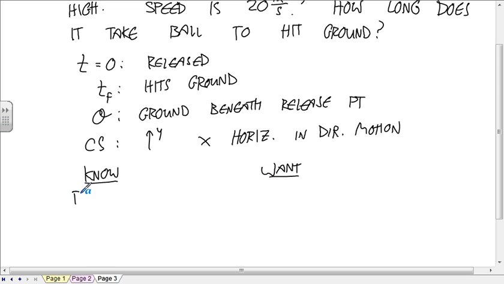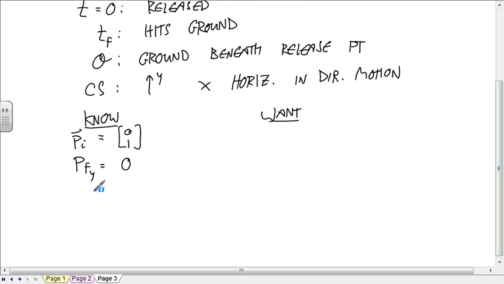The initial position is (0, 1). The final position in the y direction is 0. The initial velocity is (20, 0). The final velocity we don't know. The acceleration vector is (0, -9.81). And we're trying to find time final.